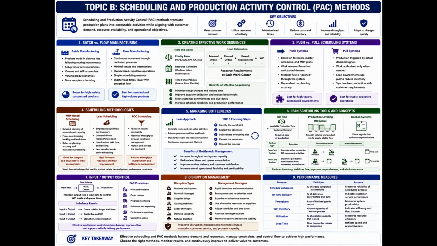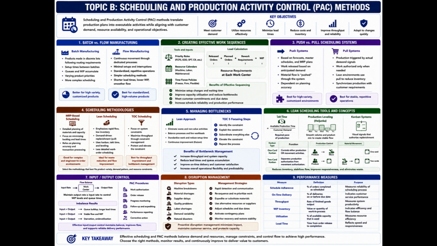Scheduling and Production Activity Control (PAC) methods provide the framework for translating production plans into executable activities while maintaining alignment with customer demand, resource availability, and operational objectives. A primary distinction in scheduling environments is between batch and flow manufacturing. Batch manufacturing produces products in discrete lots that move through work centers according to routing requirements, making scheduling more complex because of setup times, queue accumulation, and varying product priorities.